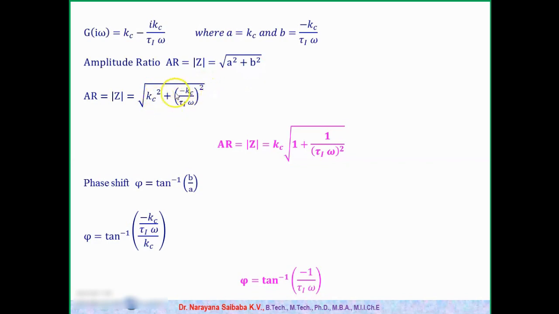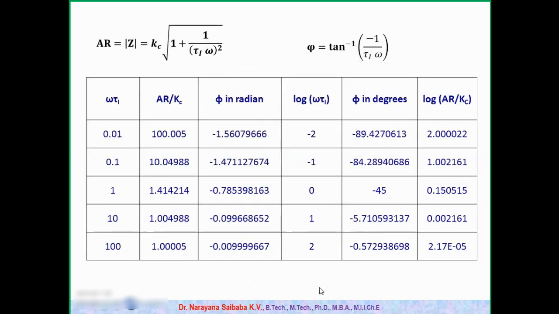If you do the square, Kc is common in both terms. So take Kc out of the square root, and you will get 1 plus 1 by tau I omega, whole squared. So this is the AR value. Similarly, phi can be calculated as tan inverse of B by A. The B value is minus Kc by tau I omega and the A value is Kc. So Kc will cancel, and we have tan inverse of minus 1 by tau I omega. In this way, the AR and phi values are calculated.